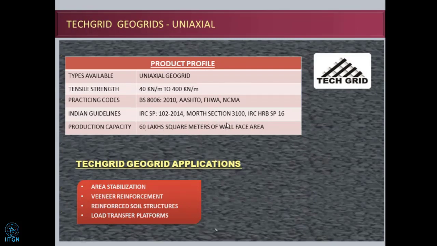The manufacturing capacity for this particular product is 60 lakh square meter. We can build that much wall if we manufacture with all our machinery and all our lines. So it's a big quantum of production capacity, and we can deal with any of the biggest projects in India. We are also supplying this product outside for various projects across the world.